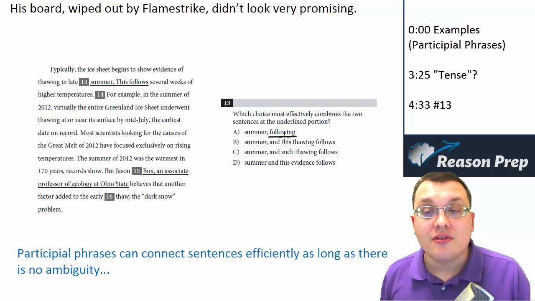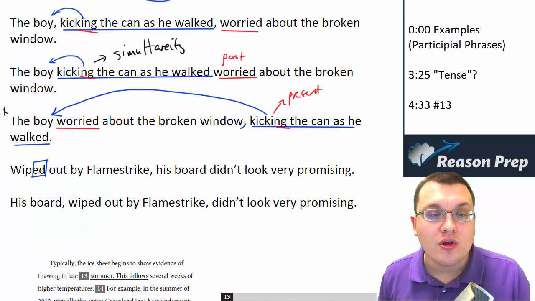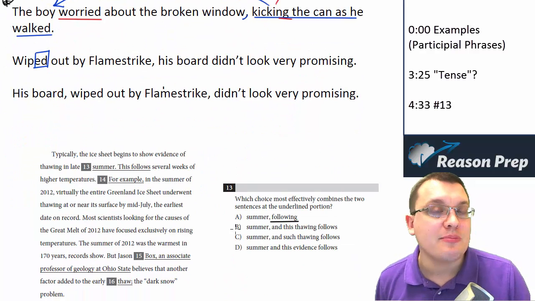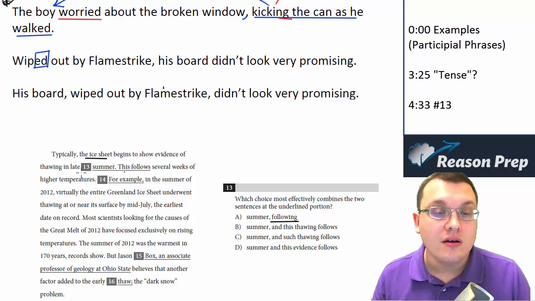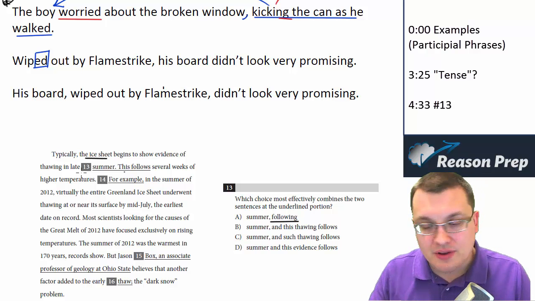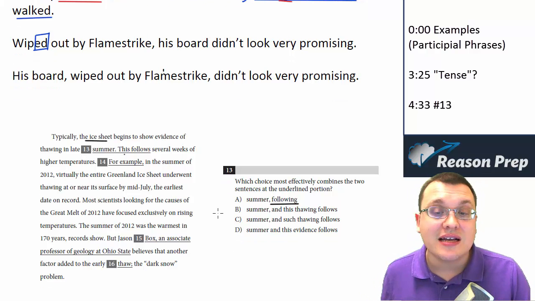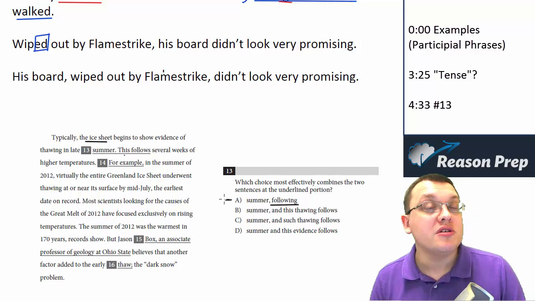So, perfect. I mean, this is just like this fourth example right here, where the participial phrase comes at the end. It's separated with a comma. It's describing the ice sheet: following several weeks of higher temperatures, the ice sheet begins to show evidence of thawing. So logically, it makes sense. It's nice and clean, nice and concise. So we like A, but we always check all four choices.